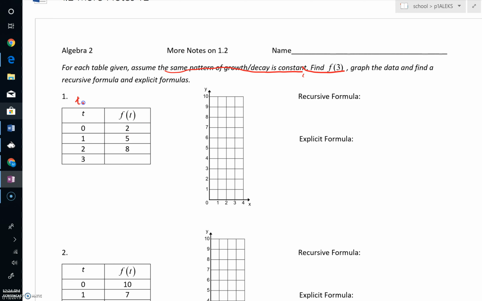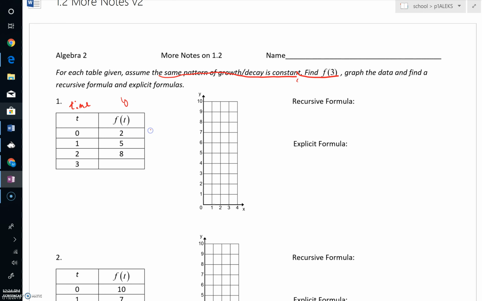T, in general, we're going to let this be time. We don't know what f of t is. It's generally like your y coordinate, but y depends on t. Look, we have 2, we have 5, we have 8. Before too long, kids will hopefully notice a pattern. I hope you're seeing that we're adding a 3. We're adding a 3 yet again.